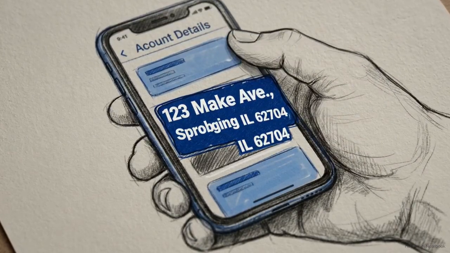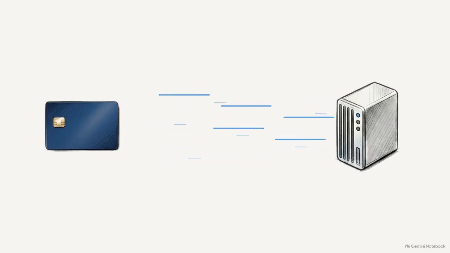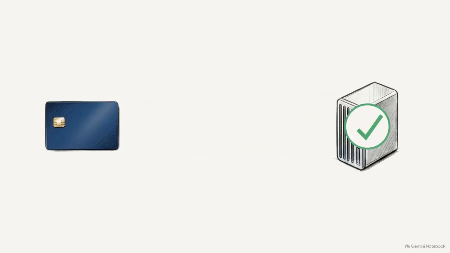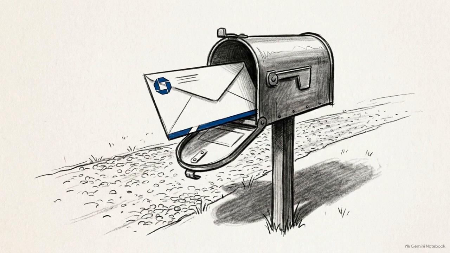Your credit card billing address is now fully synchronized with Chase's central systems. From this point forward, your physical bank statements will route correctly to your new home, and any online address verification checks will pass seamlessly.